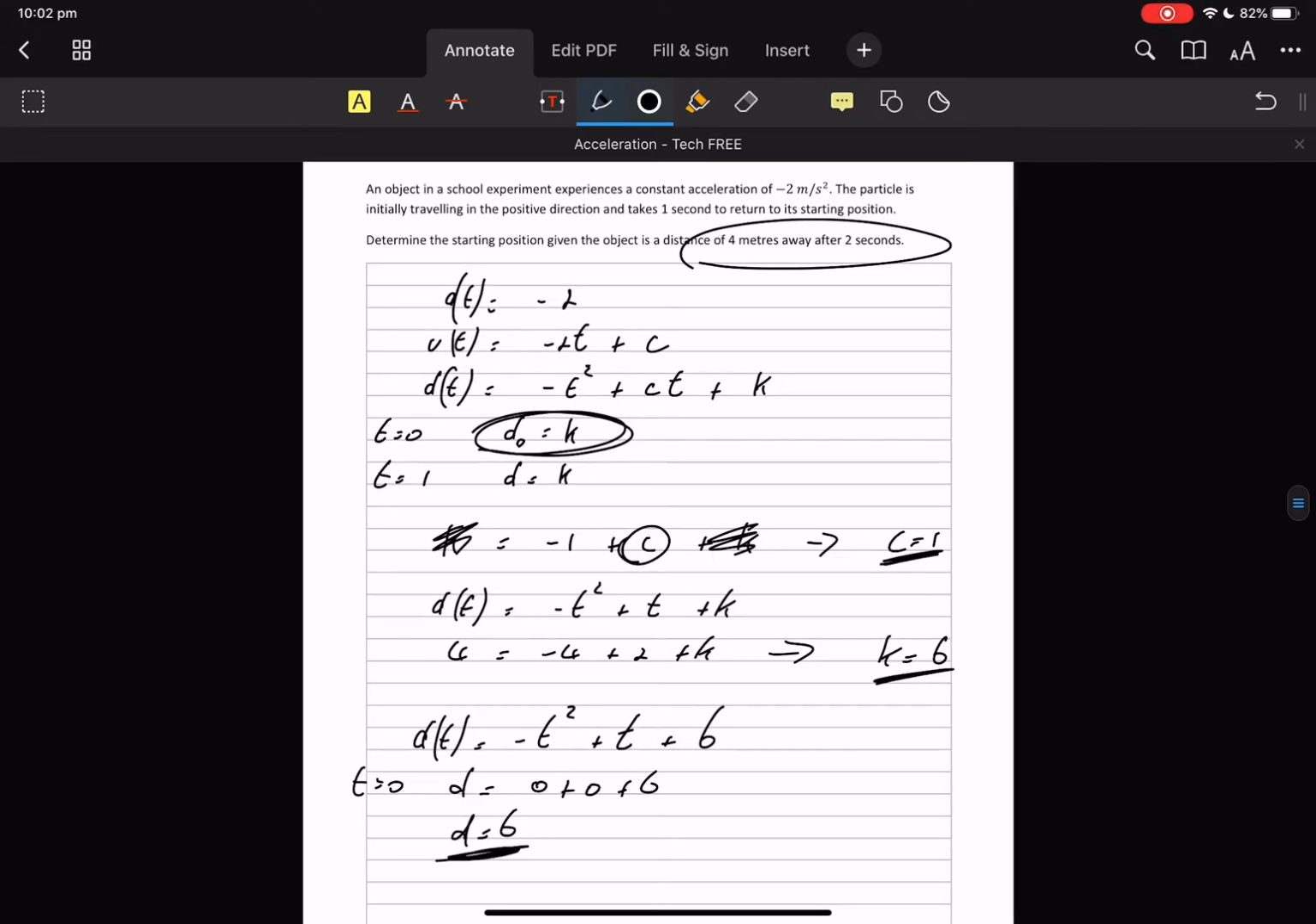Sort of comes out pretty easily. It's a lot of fun. Love acceleration questions.